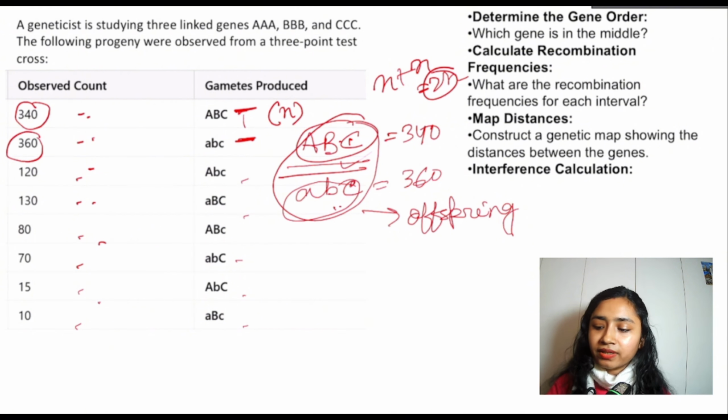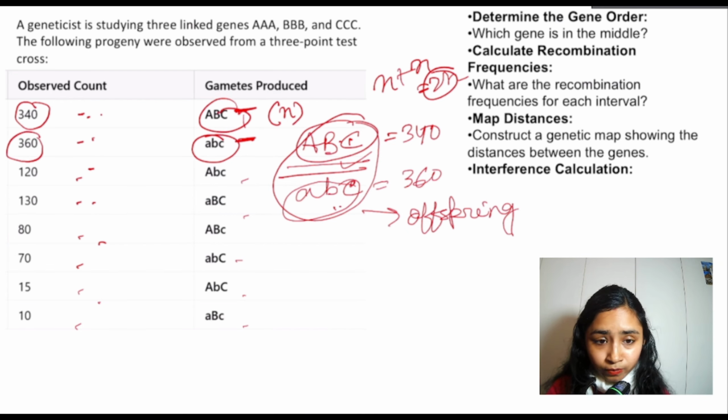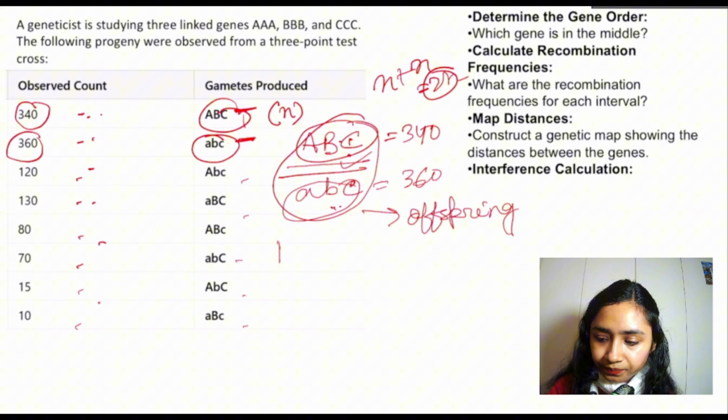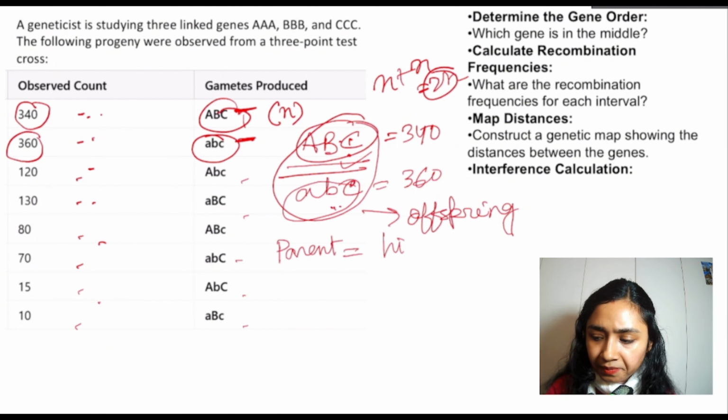You are given the number of gametes produced for each genotype. These are the gametes. So first you identified the 2 parental gametes. Then you have to identify the double crossover gametes. And here you also have to notice one thing: the percentage of double crossover will be the least in number. So the parental combination will be highest in number, and the DCO, or double crossover, will be least in number.